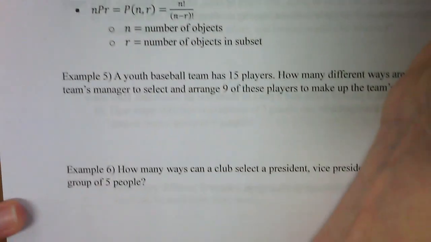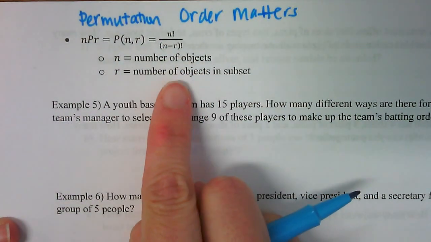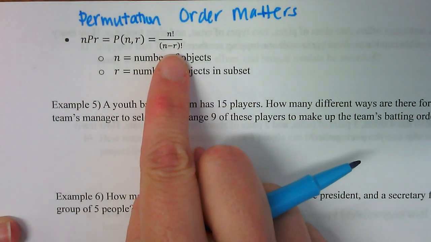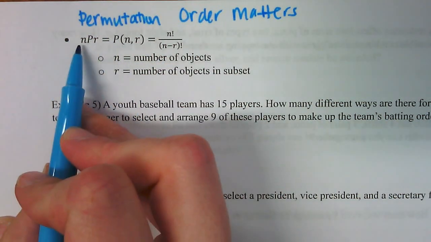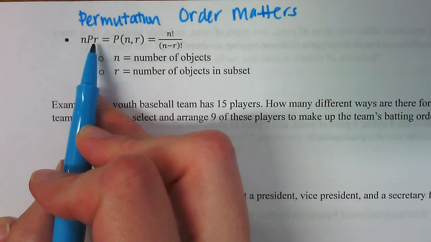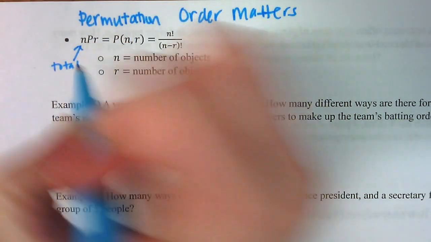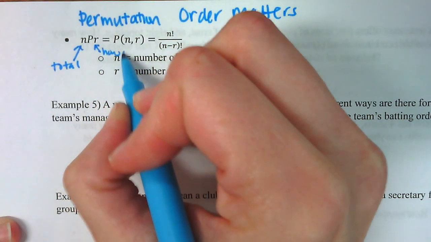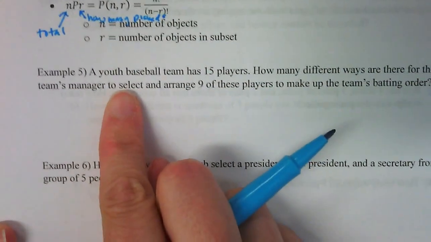Okay, order matters. So there's a formula for it, but the great news is that you don't have to memorize it because your calculator will do it for you. This is what you do have to know: the number of objects comes first and the number in the subset comes second. So this is your total, how many things you are picking from, and this number is how many you pick. It'll make more sense when we do an example.